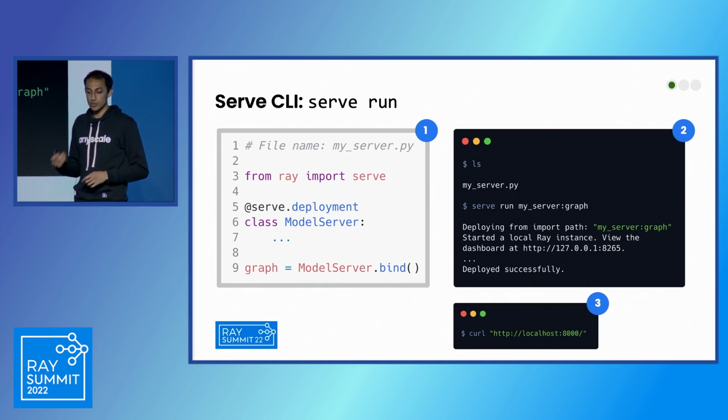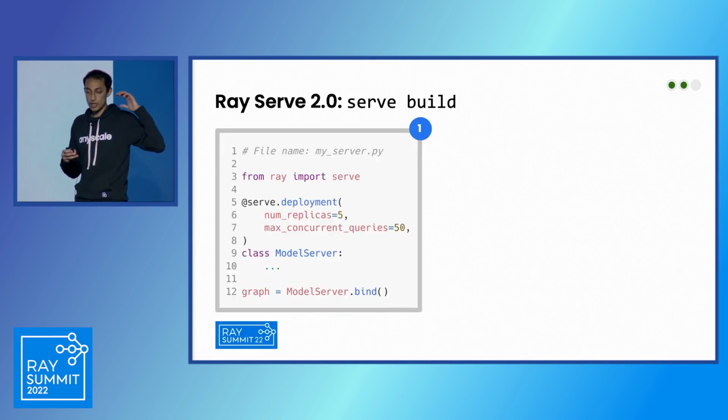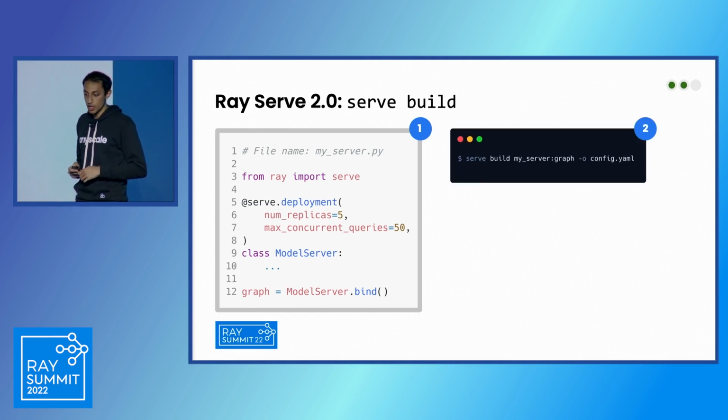After you've gone through this loop of iteration using serve run, the next step is to build your config file. Serve build lets you, again, provide your application code. In this case, this code example is the same as the last slide, except we've tweaked some of the config parameters, and there might have been some updates to that model server code. You can run serve build, and you can pass in the import path from the serve run command. And then in addition to that, you pass in a config file that you want to write this config information to.